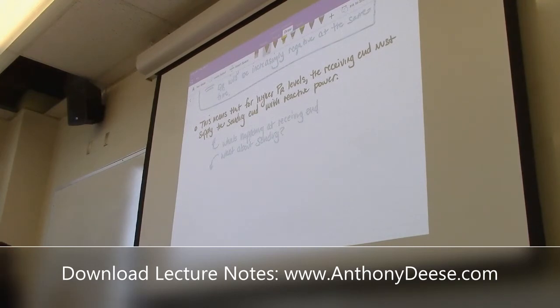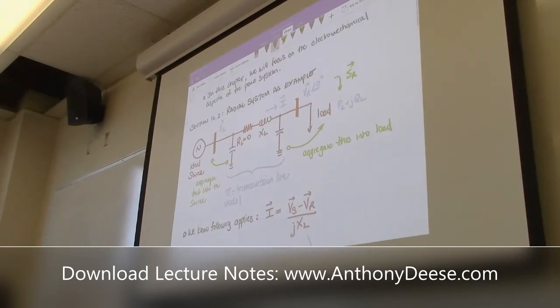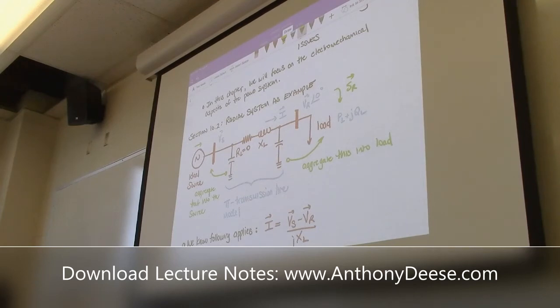Okay, so now let's talk a little bit about what's happening at the sending end. Okay, we know that QS must be equal to negative QR, and that's because if we look all the way up here, our direction of SS is as such. I gotta start bringing this book to class.